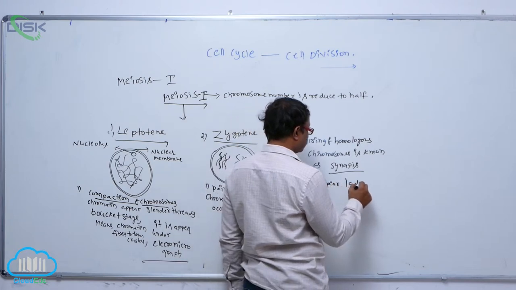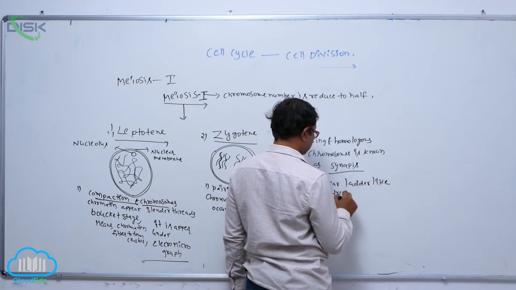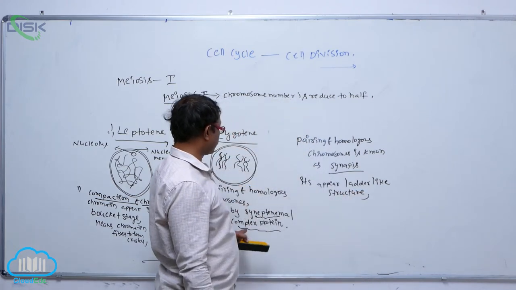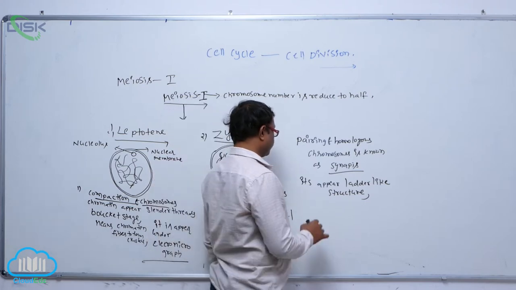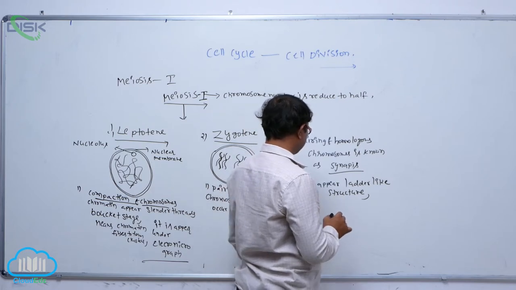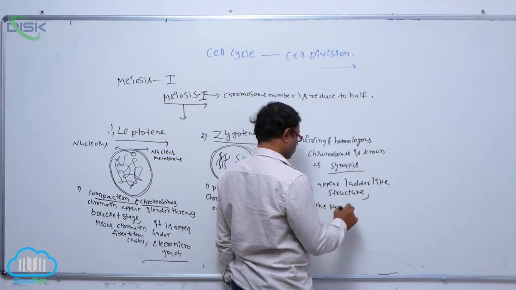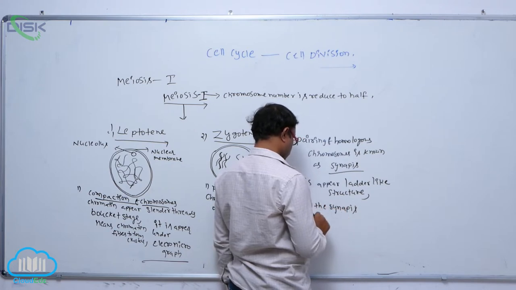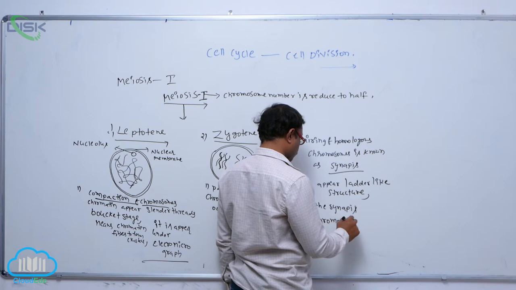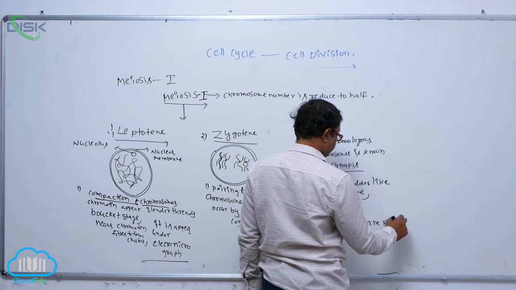and it appears as a ladder-like structure. That is known as the zygotene process. At that time, by synapsis, the chromosomes are paired.